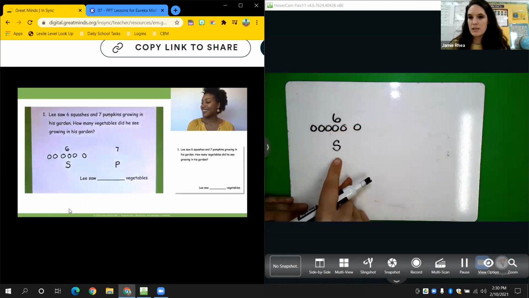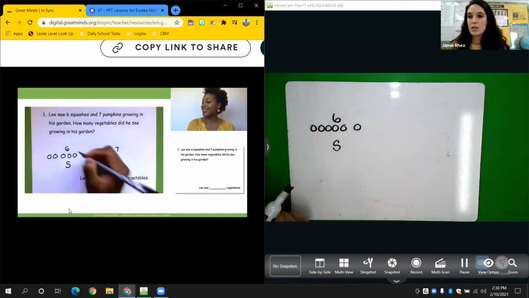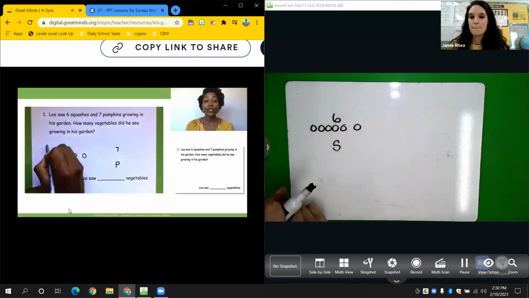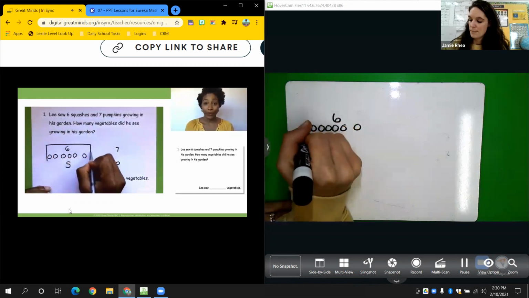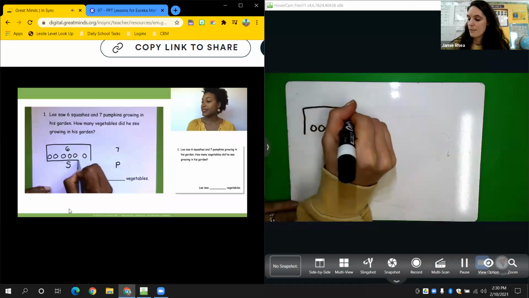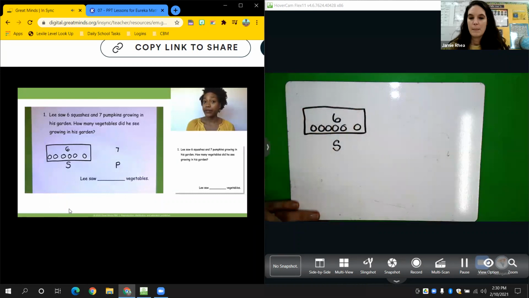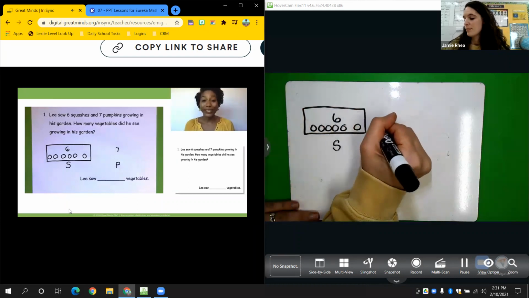You know what this reminds me of? The application problems we've been doing this week. Great. Now I'm going to put a rectangle around the whole thing, just like that. I'll keep my number inside the rectangle so I can remember that that's 6. Great. I'm going to do the same thing for the 7 pumpkins. Go ahead and do it too.